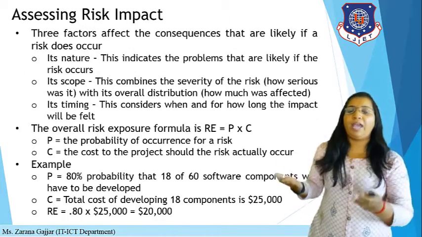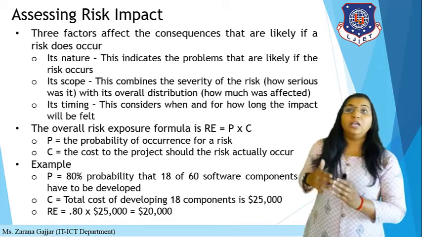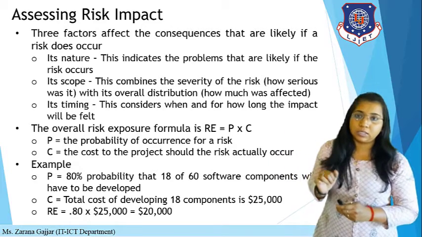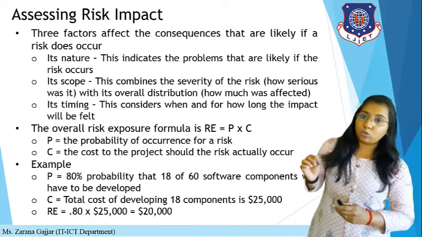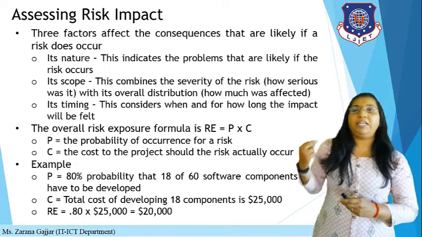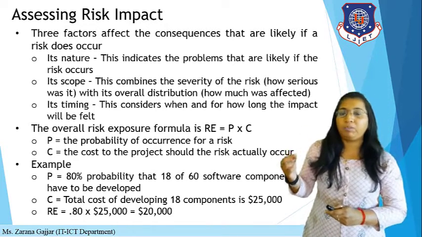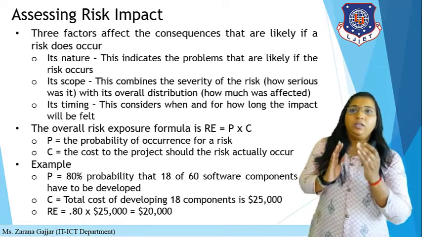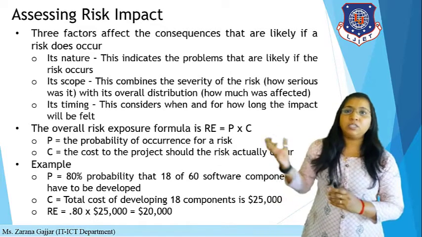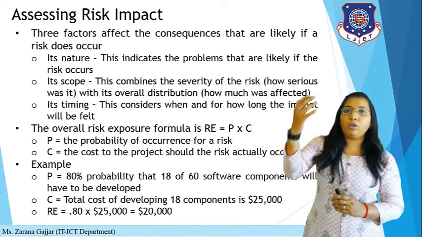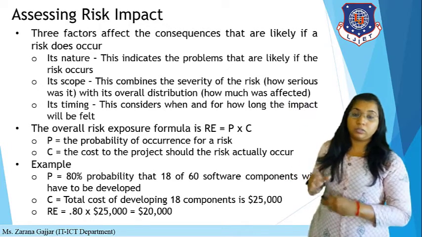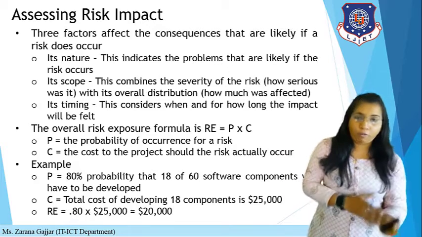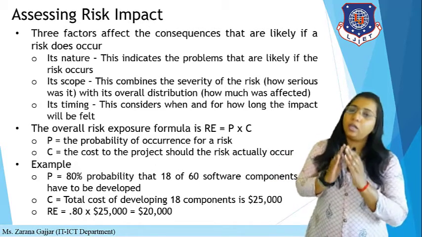Now, how do you assess the risk impact? There are three factors that affect the consequences that are likely if a risk does occur: its nature, its scope and its timing. Its nature indicates the problems that are likely if the risk occurs. Then scope combines the severity of the risk, how serious that particular risk is, with its overall distribution, how much it affects the whole project. That is the scope.